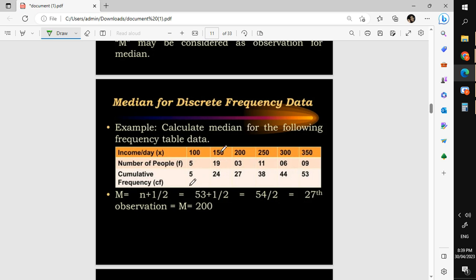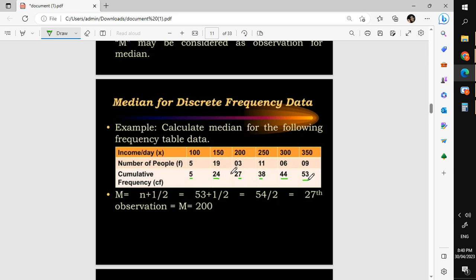So to get the cumulative frequency, i-add lang nato kaning frequency diri as a second row. So 5 ang initial plus 0, the cumulative frequency is 5. Then second one, 19 plus 5, that gives you 24. 24 plus 3, that gives you 27. 27 plus 11, that gives you 38. 38 plus 6, that gives you 44. 44 plus 9, that gives you 53. Now, kaning sa second row, given na ni siya sa imong data na gi-collect.